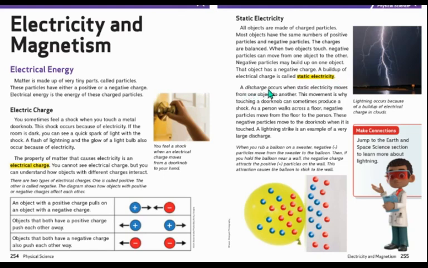A discharge occurs when static electricity moves from one object to another. This movement is why touching a doorknob can sometimes produce a shock. As a person walks across a floor, negative particles move from the floor to the person. These negative particles move to the doorknob when it is touched. The lightning strike is an example of a very large discharge.